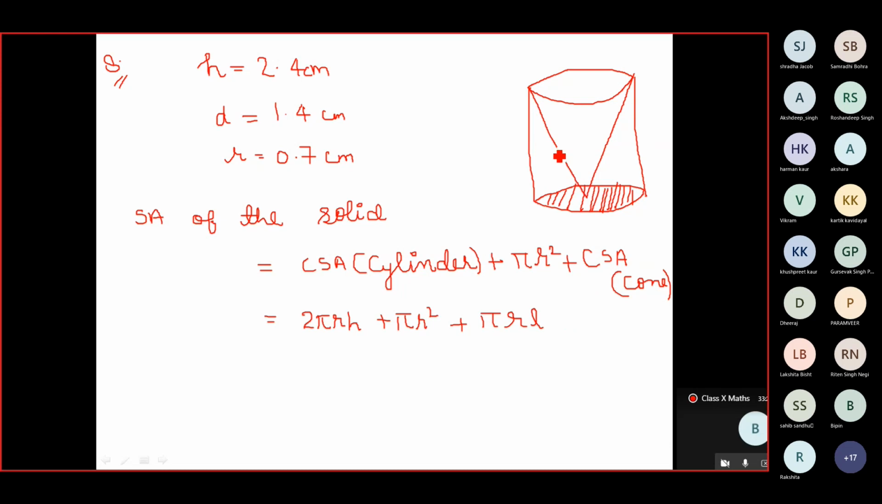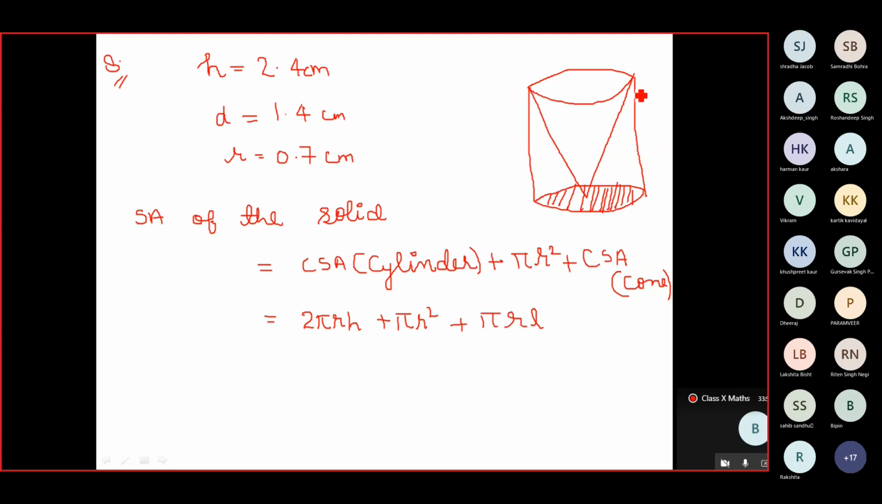Why? Experience it. Scoop one cone out of the cylinder and put this solid into water. How much part will be wet? The inside will also be wet, right? Yes, sir. If this part is also wet, that means it will be calculated into the surface area only. So that is why we are adding.